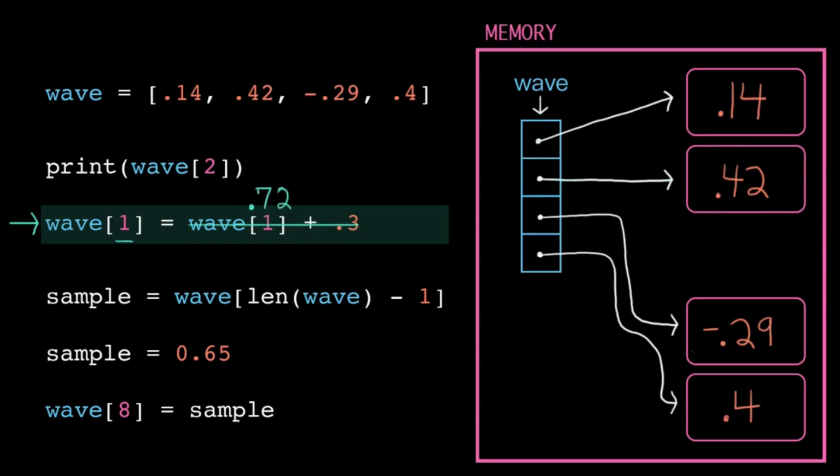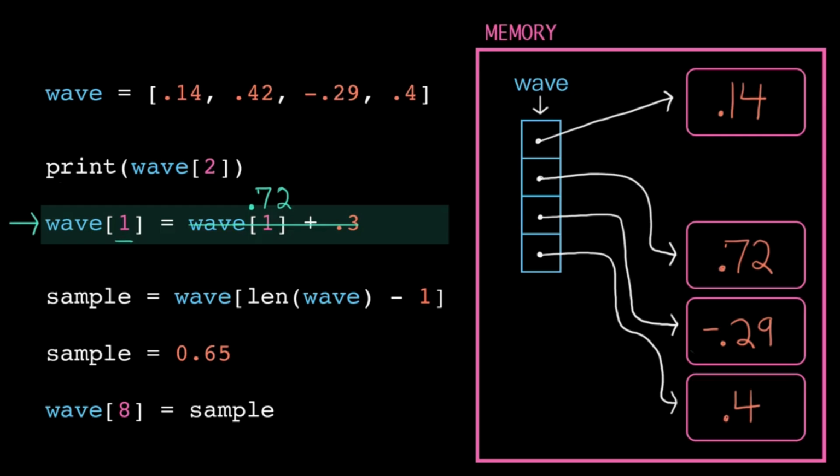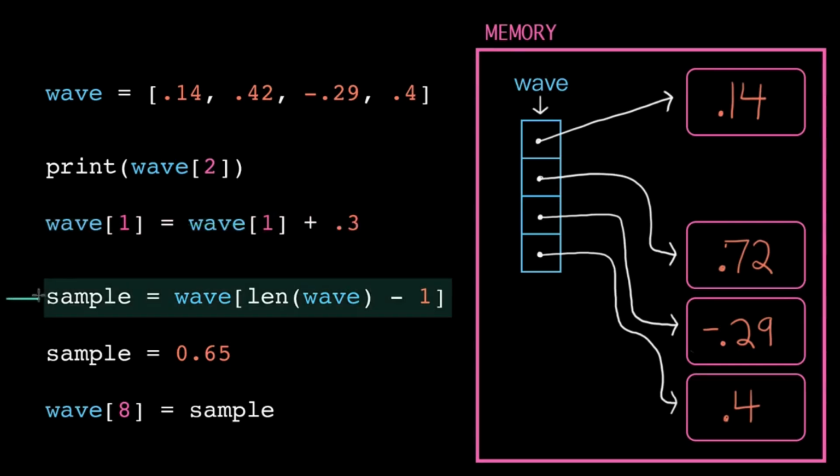To start, the computer allocates a new chunk of memory and stores the float 0.72. But now it needs to tell the list about it. The assignment statement wants to update the element at index 1. So we go to our variable wave, move over 1, and then update that memory address to point to the new location where we just stored 0.72. Done. And now that that old value has nothing pointing to it anymore, the computer will come back in and clear out that memory. We load in our next assignment statement, and we simplify down the right-hand side.